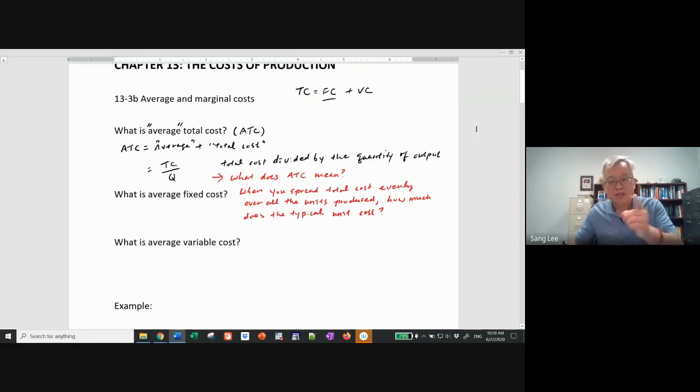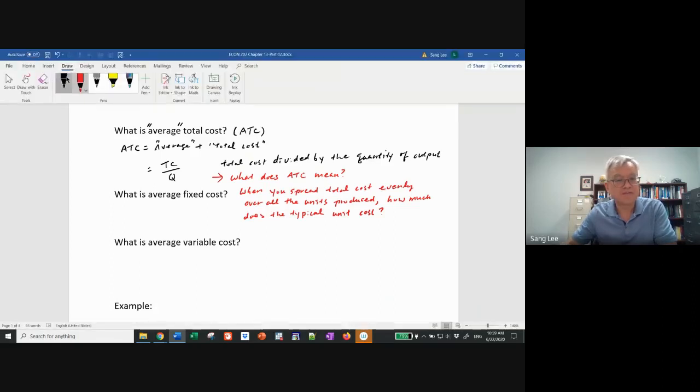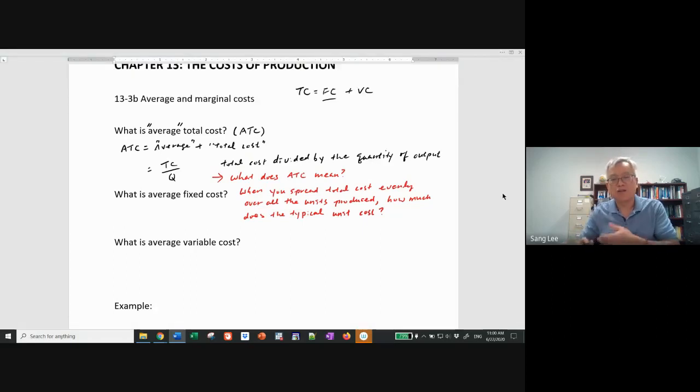Now, let's go back to the definition of total cost. The total cost is what? Fixed cost plus variable cost, right? So when you divide the total cost, actually what you do is simply this. Total cost is equal to fixed cost plus variable cost. So when you divide the left-hand side, total cost, by quantity Q, you can divide both sides by the same quantity, and equality will hold. So on the right-hand side, you also divide each term by quantity.